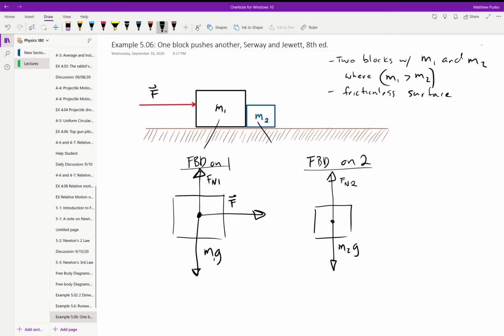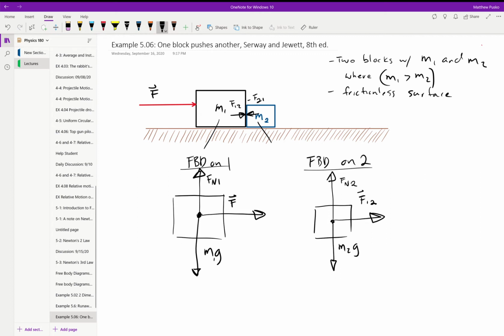What else do we have? Well, we have action-reaction forces. One block is pushing the other block. So if I called this the force of 1 onto 2, then this would be minus F2 onto 1. And we can draw that like this. Some of this force is going to be pushing on the block. We can call that force 1 onto 2.